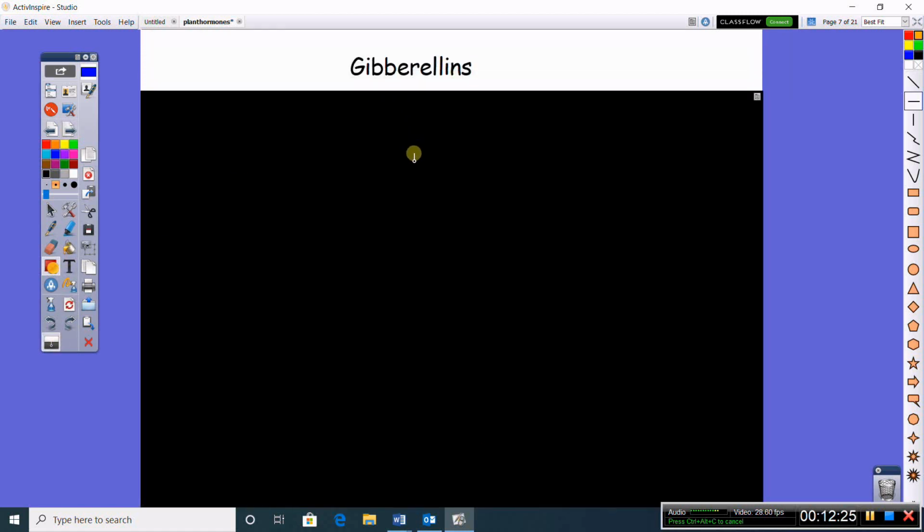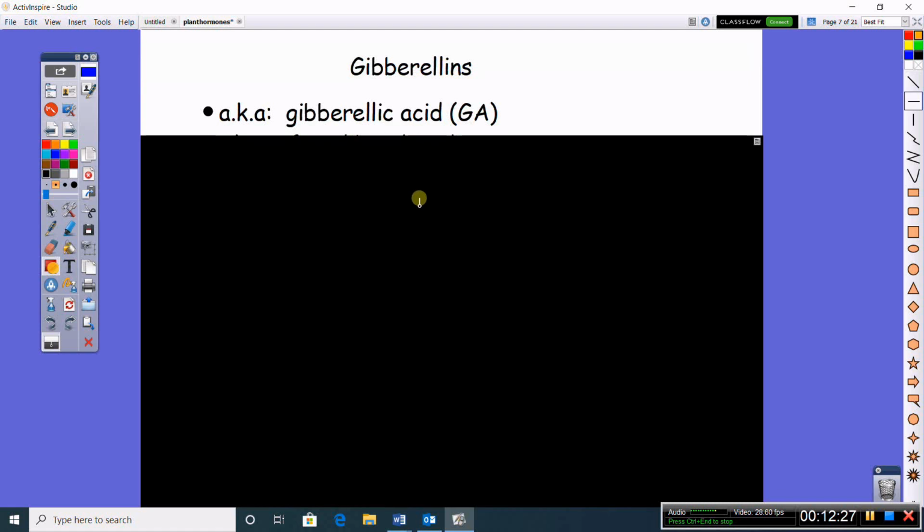All right, so you're going to find box number 3 kind of in the middle of this side. This is your third plant hormone. These are gibberellins. We did hear about these the week before spring break when we talked about the steps of seed germination. So gibberellins are also called gibberellic acid.